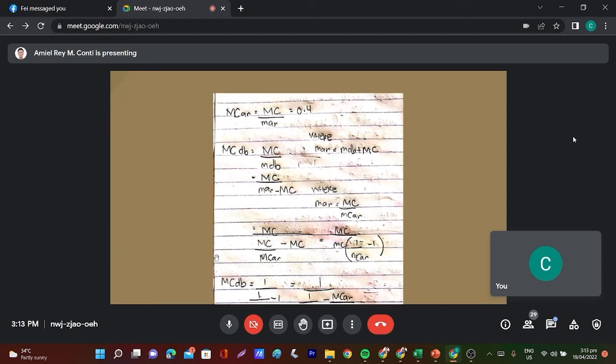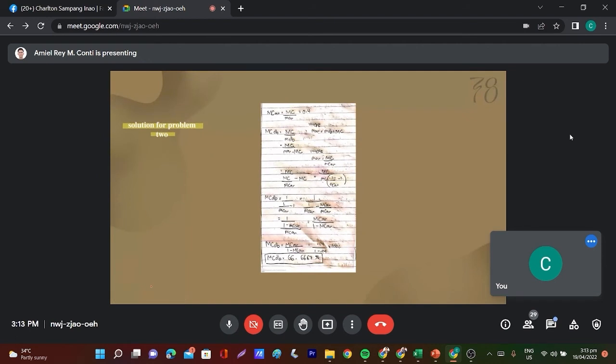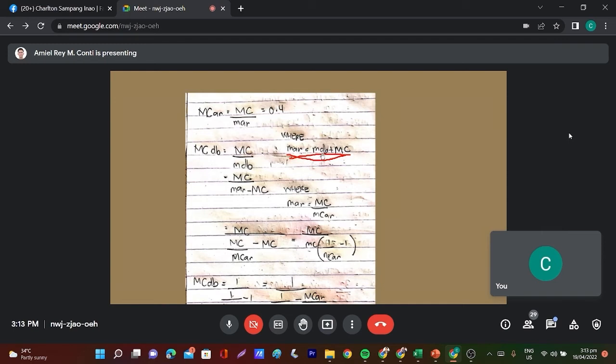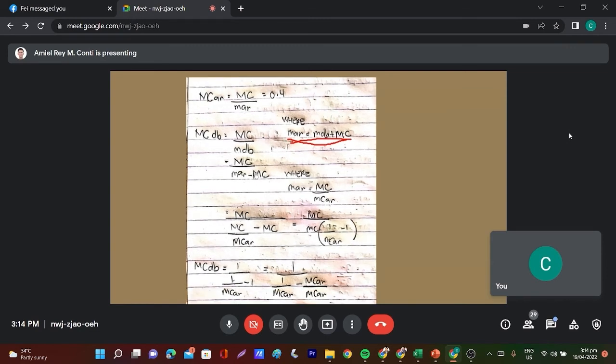Then, magde-derivation lang tayo na itong mass dry basis equal siya dito. Kunin natin yung equivalent ni mass dry basis mula dito sa formula na to, na mass as received is equal sa mass dry basis plus moisture content. Kaya, manipulate lang natin to, makukuha natin is mass as received minus moisture content. Then, after that, pwede natin yung mass as received na to, i-convert natin siya dito sa kanina, di ba? Moisture content as received is equal sa moisture content over mass as received. Ngayon, pwede natin kunin mula dito.